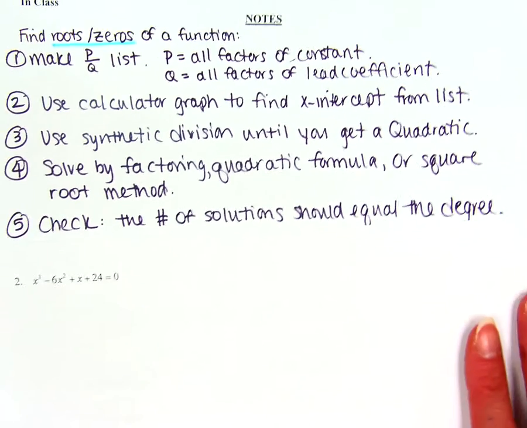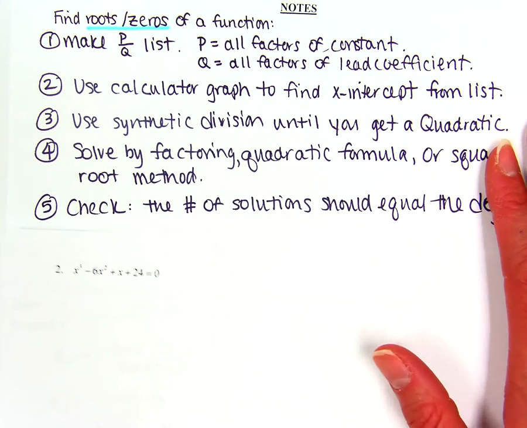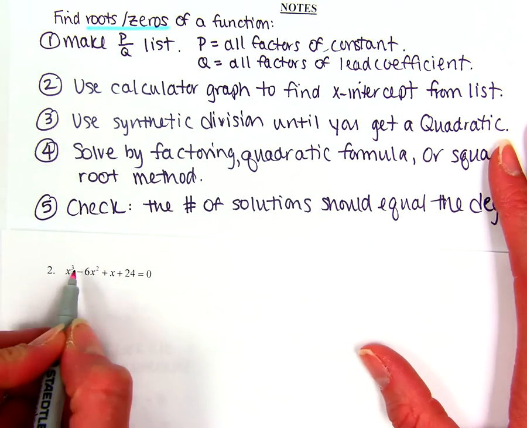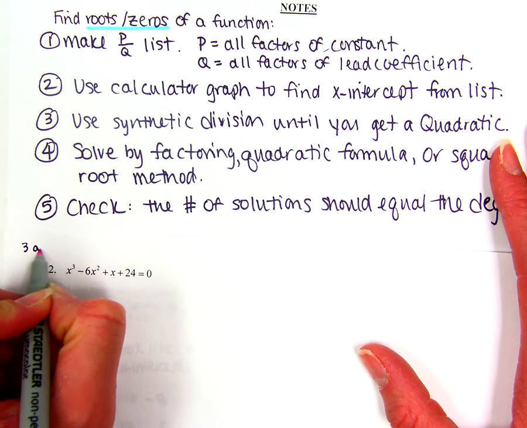All right, so we're going to follow the same steps. Okay, so we're going to make our p's over q's list. And again, I have a cubic, so I should get 3 answers.